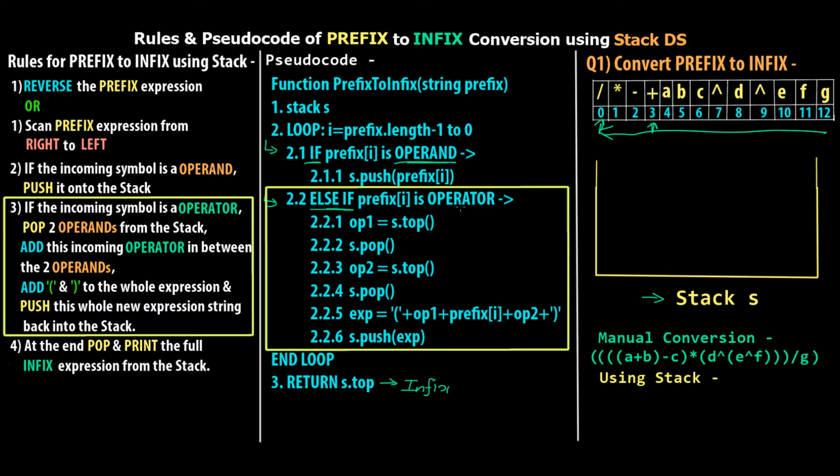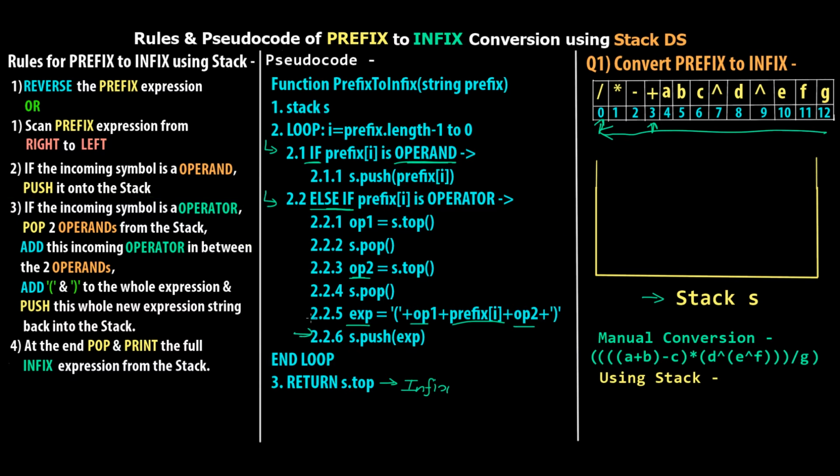Else if it is an operator, we have to create op1, that is operand 1. We have to take it from s.top, that is the top of the stack. Then we have to pop that top. Then we have to take operand 2, which is going to be the new top of the stack, store it in op2, and remove that as well. Then form this expression, which is going to be an infix expression, because we will have prefix of i, which is the operator, in between op1 and op2, and push it onto the stack.